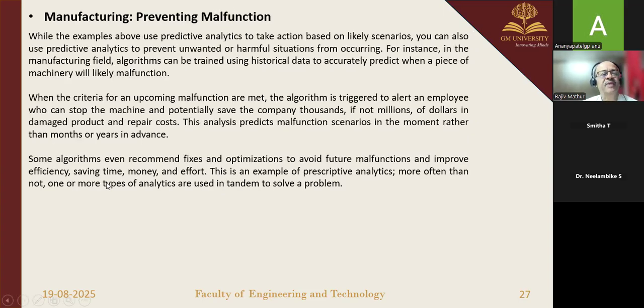Preventing malfunction in manufacturing. We can be better prepared if we use predictive techniques, so that we have the algorithms that support us in using historical data to accurately predict when a piece of machinery is likely to malfunction. When the criteria for an oncoming malfunction are met, the algorithm is triggered to alert an employee who can stop the machine and potentially save the company thousands.